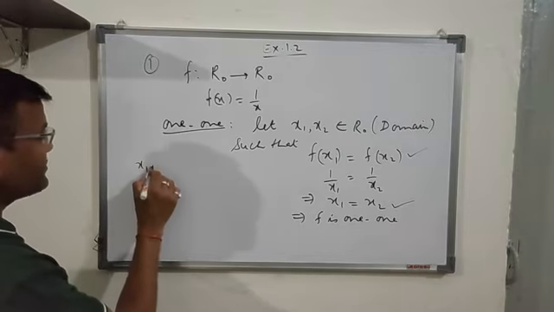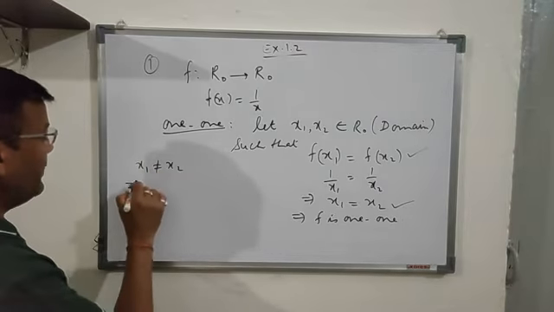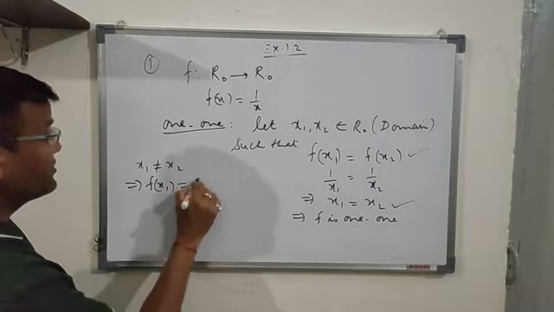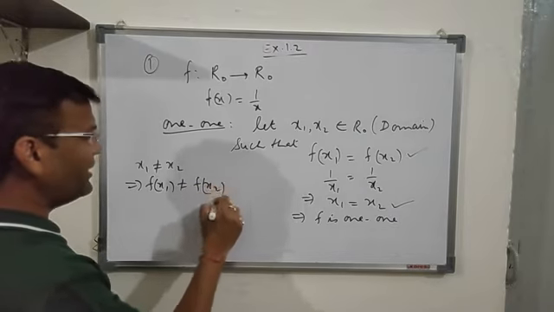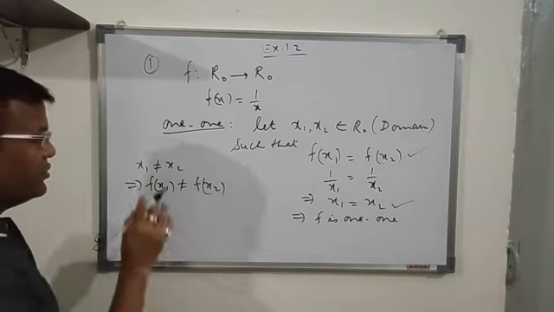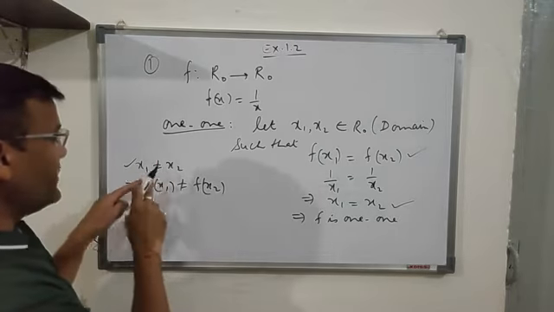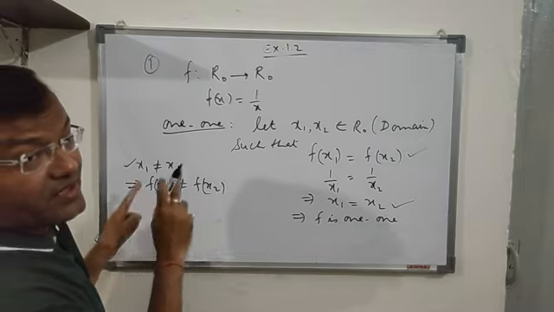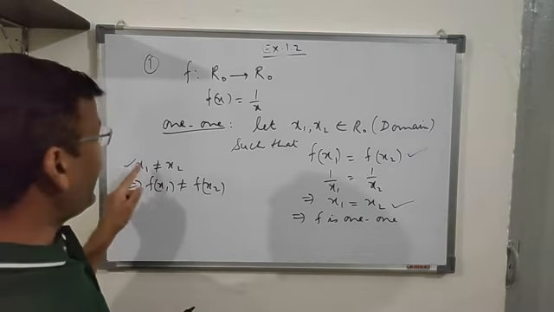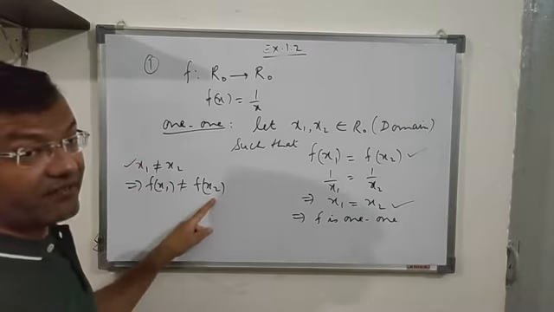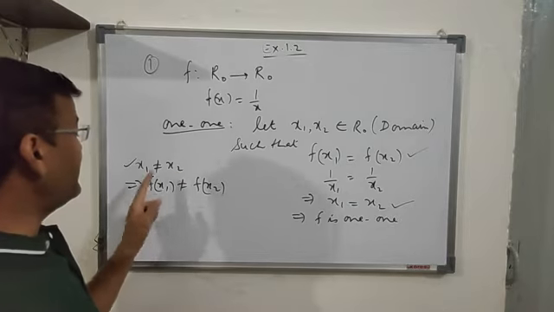We can take it as x1 is not equal to x2. This implies f(x1) is not equal to f(x2). This can also be the method, but I prefer to use the other method. So we start from x1 is not equal to x2, and we have to reach f(x1) is not equal to f(x2). The definition says that if the elements are different, the function values are different.